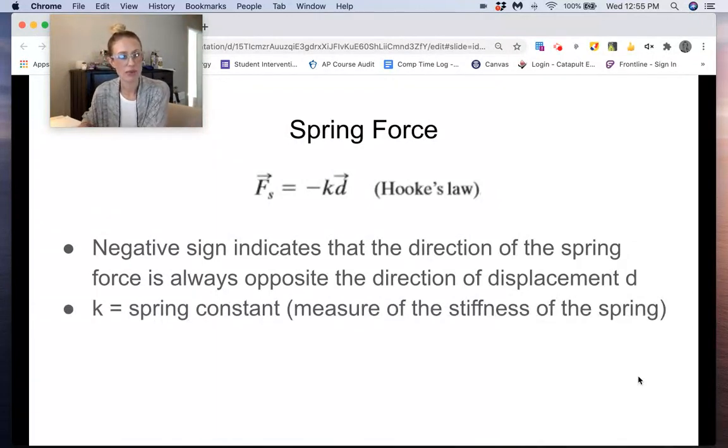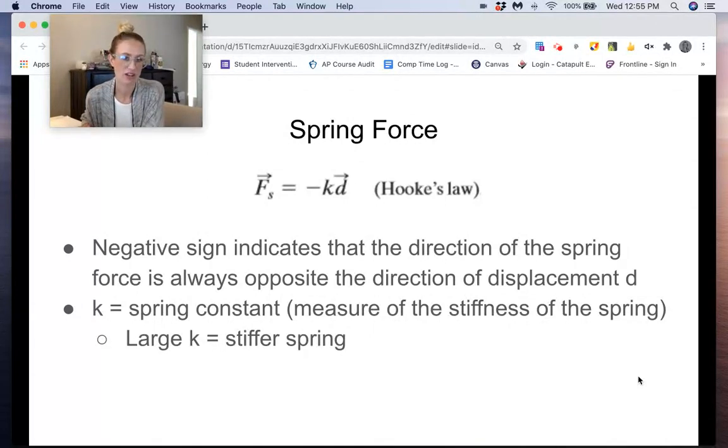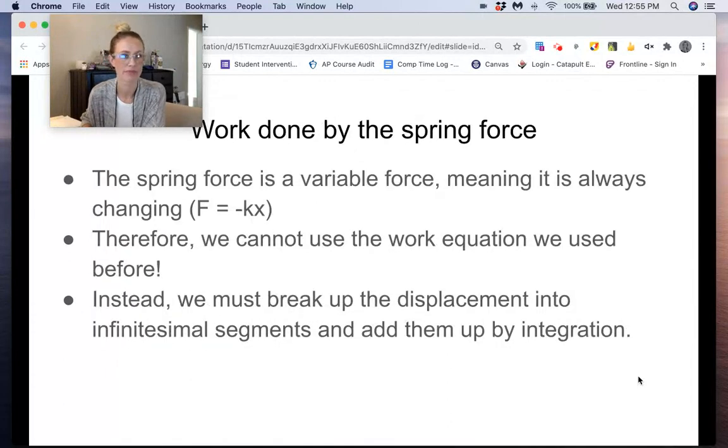k is what we call the spring constant, which is a measure of the stiffness of the spring. The higher the k value, the stiffer the spring. You'll see values ranging from about 20 to 8,000, so if you see a spring constant k value in the thousands, do not be alarmed. The unit for k is newtons per meter. And then, of course, d is the displacement from equilibrium. Sometimes you'll see x instead of d, same thing.